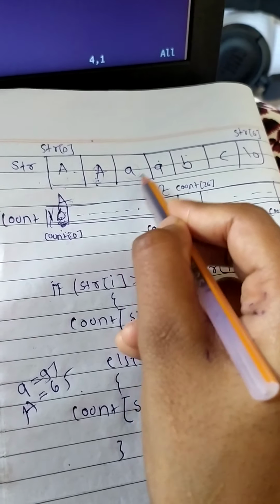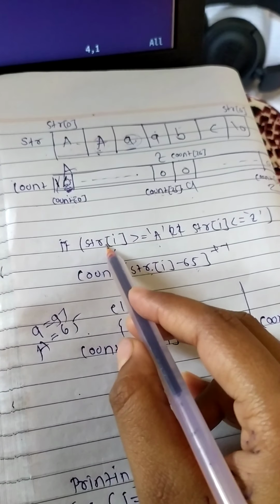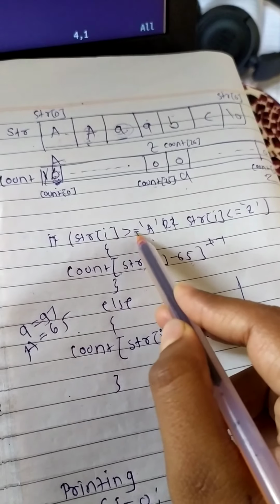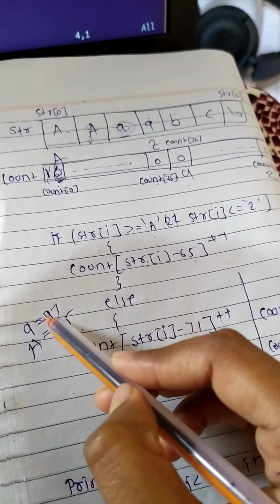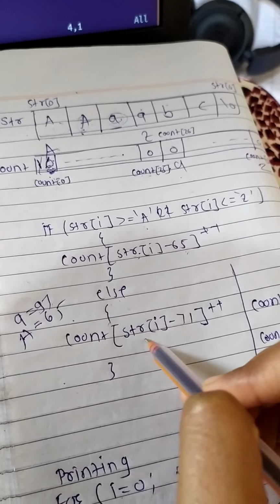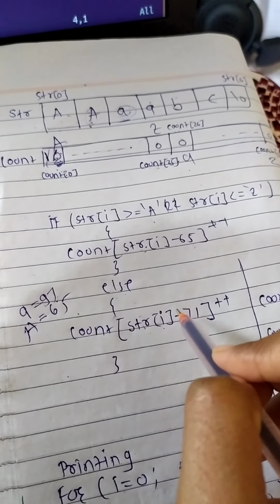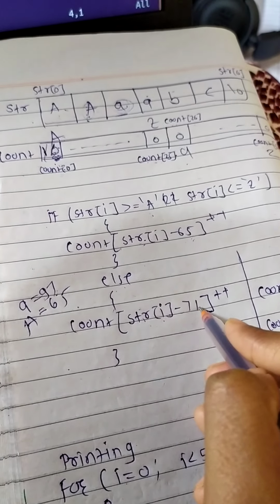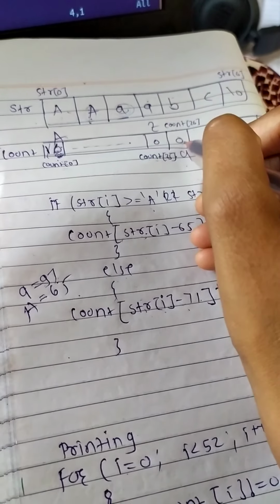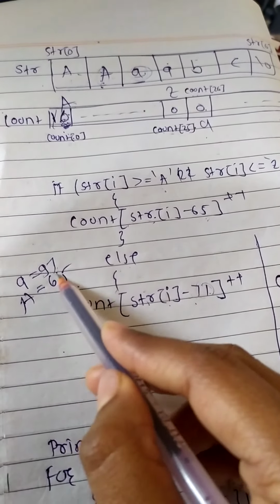After that, small a. See, what condition is this? Here this condition is not satisfied. Small a is greater than or equal to capital A? We know that the ASCII value of small a is 97. This is not satisfied, so we came into the else part. In the else part I put 97 minus 71, it's 26. So 26. Why do I subtract 71 here, not 97?